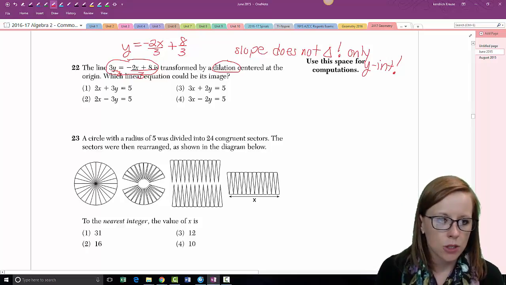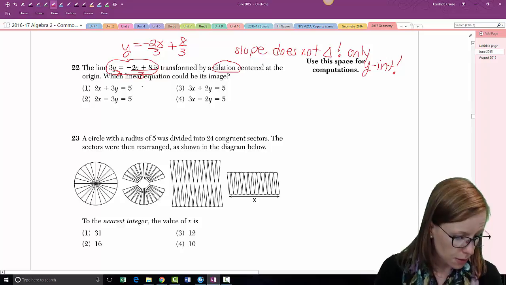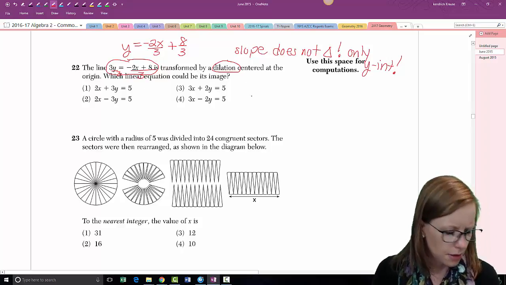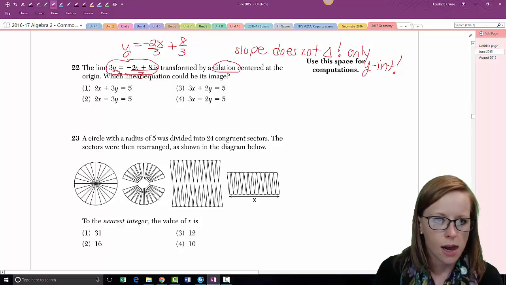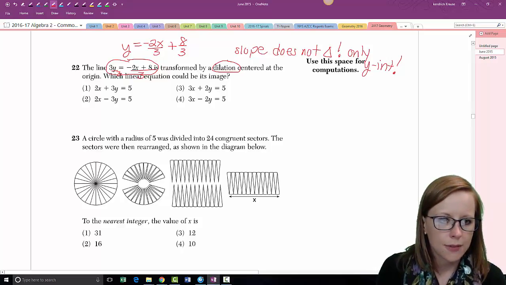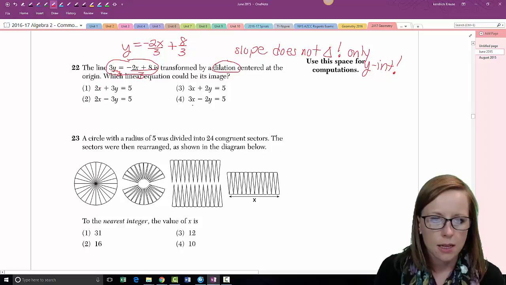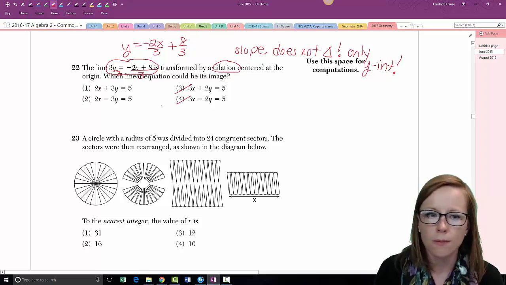So I'm going to just start moving some stuff around here. Let's go with these choices. This one I'll have to subtract the 2x. This one I'll have to subtract the 2x. So those look like possibilities. These don't even have a 2x, so I'm going to guess that it's not 3 or 4.